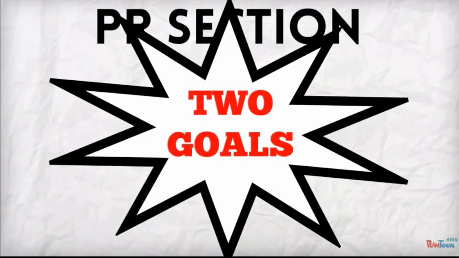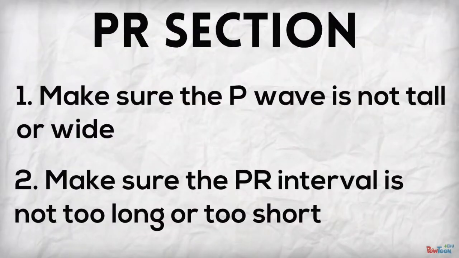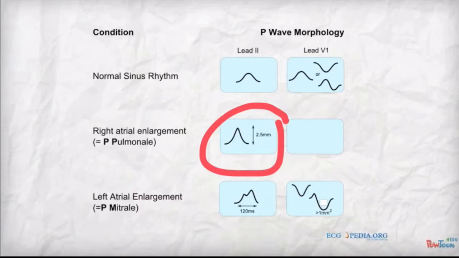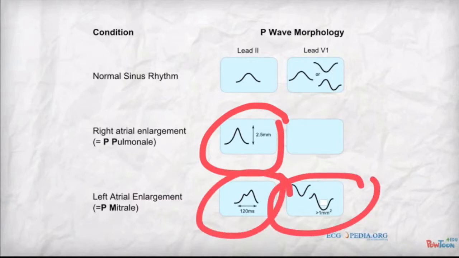Next, PR section. 2 goals. 1, make sure the P wave is not tall, and 2, make sure the PR interval is not too long or too short. So for the P wave, you're looking to make sure that the P wave is not tall in lead 2, signifying right atrial enlargement, or wide in lead 2, or very negative in lead V1. That can signify left atrial enlargement.